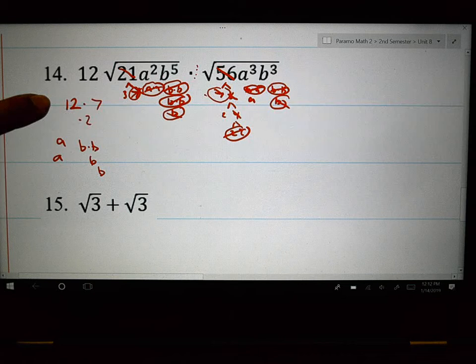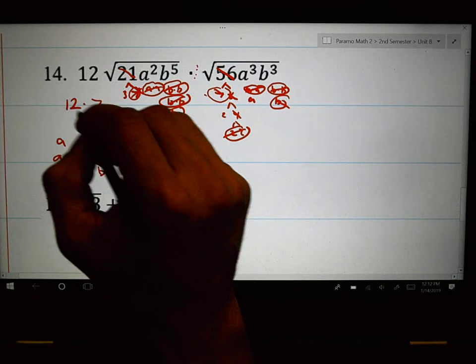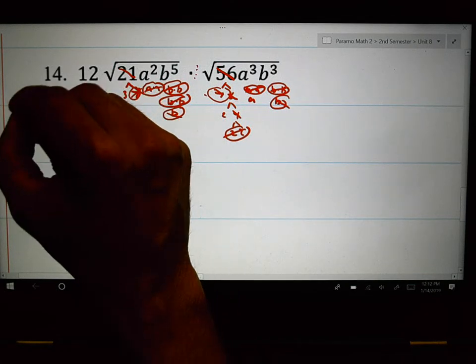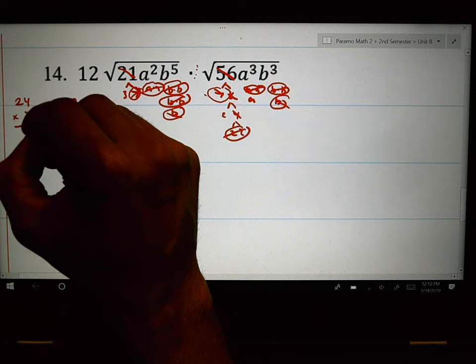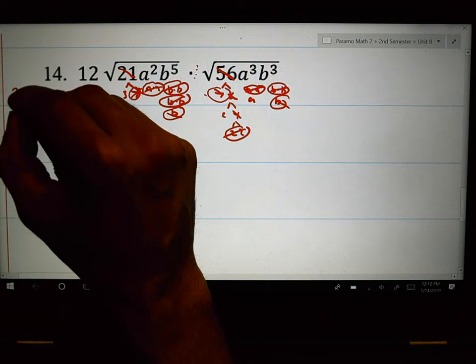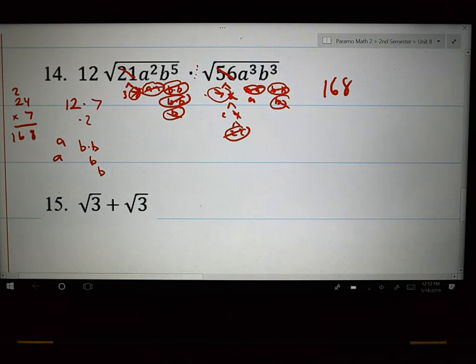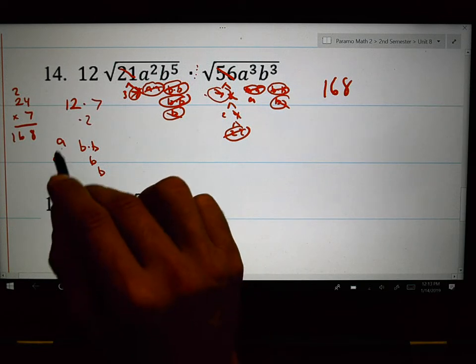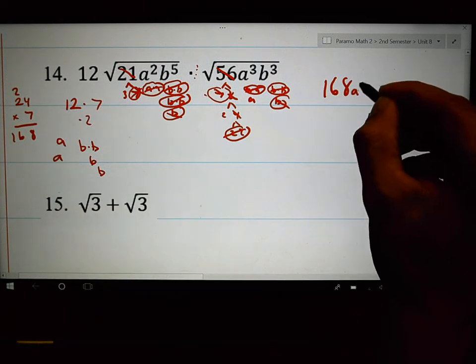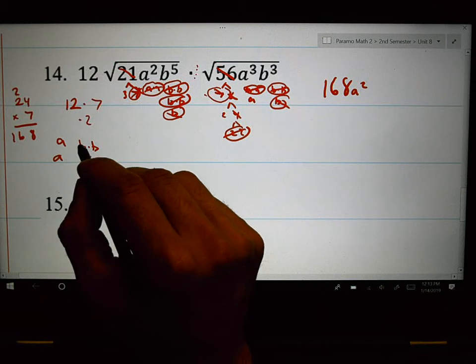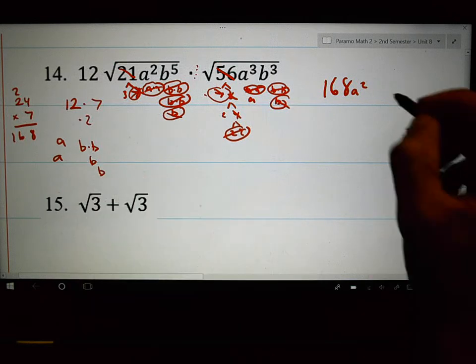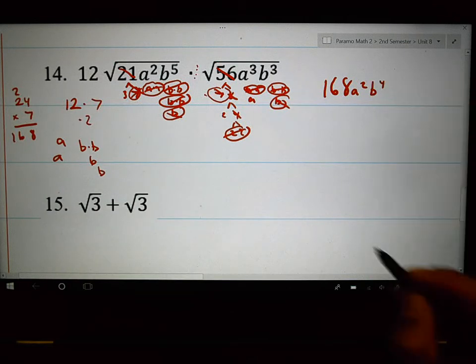12 times 7 times 2. Let's see. 24 times 7 is 28. 14, 15, 16. 168. So I'm seeing 168 on the outside. A squared on the outside. I have 1, 2, 3, 4 factors of B multiplying. B to the 4th on the outside.